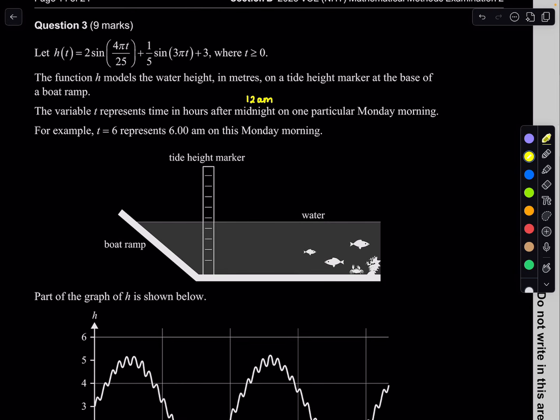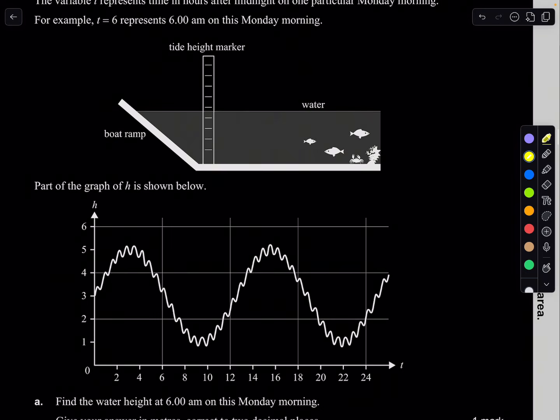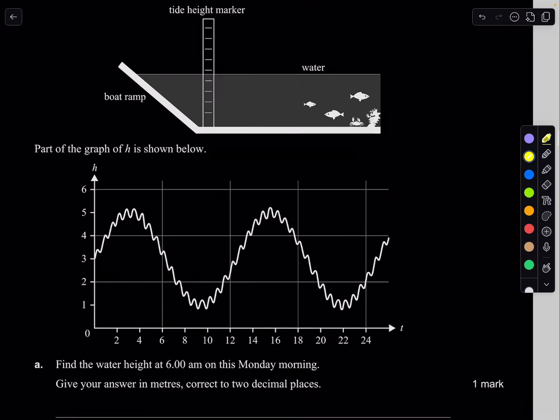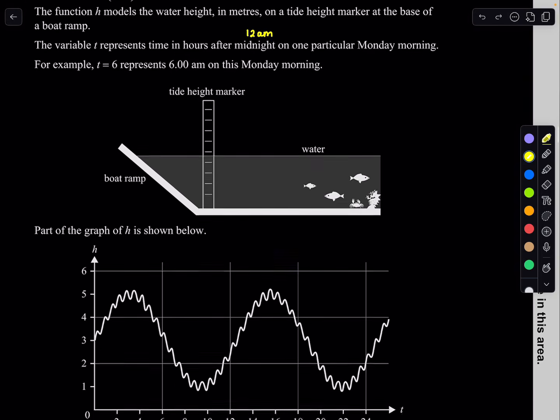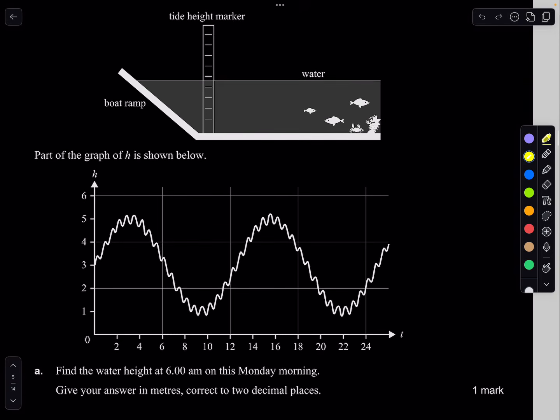All right, so not too bad. So we've got this height marker, and the tide goes up and down. Part of the graph of h is shown. What is this? It makes sense because you've got two sine functions basically being added together. It's like addition of ordinals, basically. So it's going to look like this.